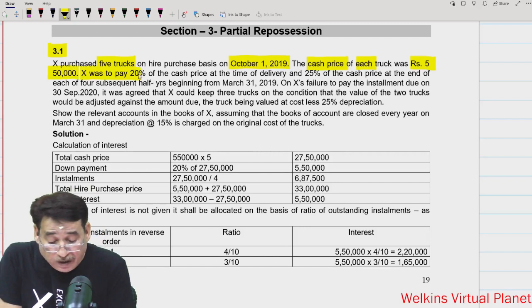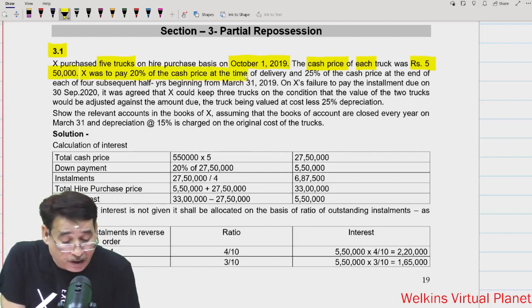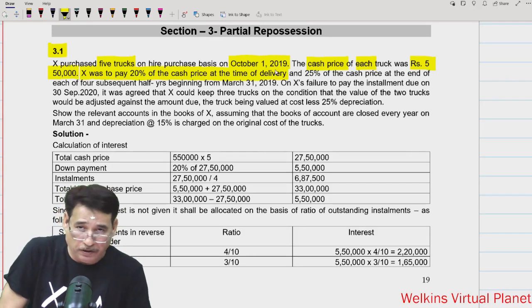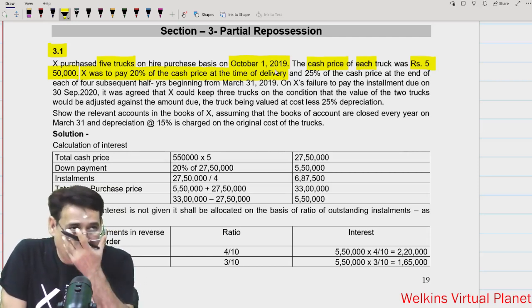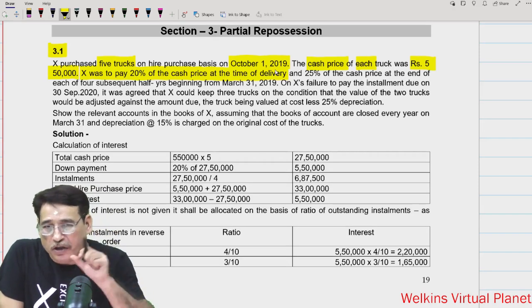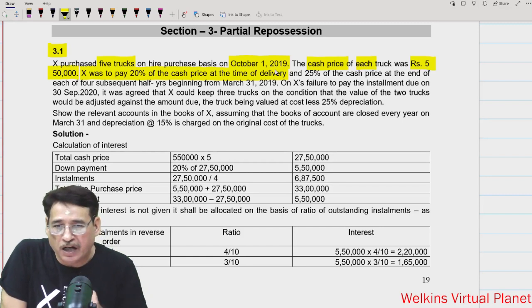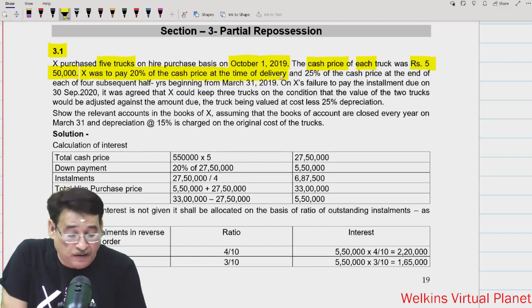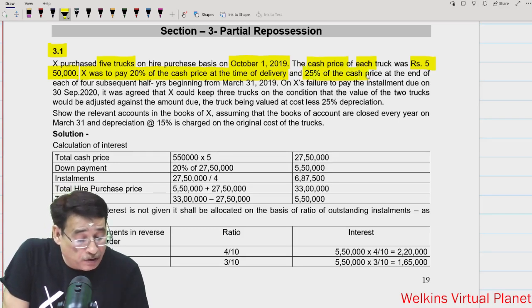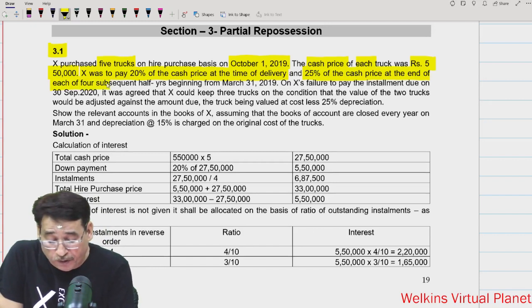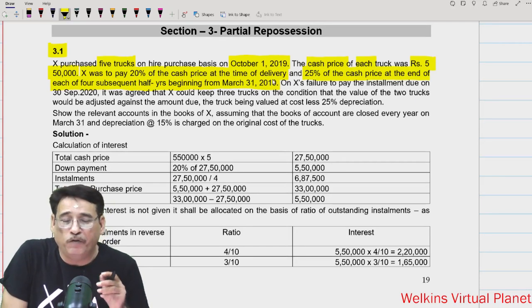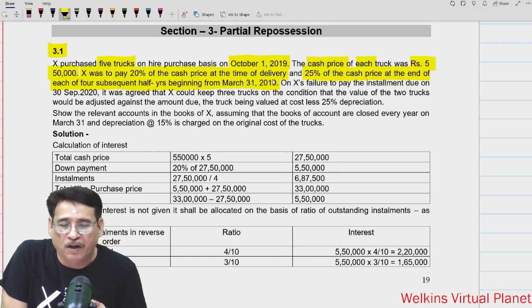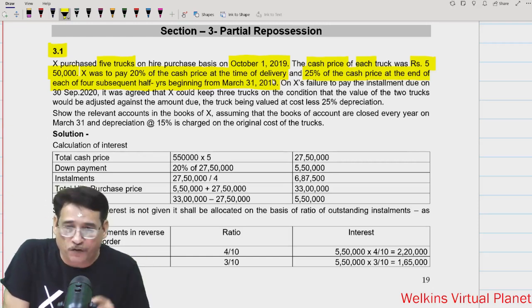Further question says that X was to pay 20% of the cash price at the time of delivery. Now your cash price will be 5 into 5,50,000, which will be equal to 27,50,000. You will take the 20% of 27,50,000. That will be your down payment. And then 25% of the cash price at the end of each of 4 subsequent half-years beginning from 31st of March 2019. The balance amount you will have to pay in 4 six-monthly installments. One installment will be equal to 25% of cash price.